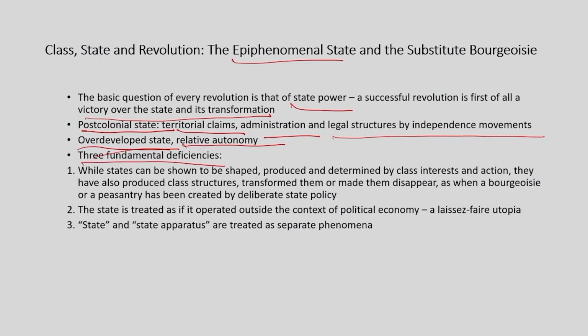First, while states can be shown to be shaped, produced and determined by class interests and action, they have also produced class structures, transformed them or made them disappear, as when a bourgeois or a peasantry has been created by a deliberate state policy. Look at the cases of Kenya or Pakistan and so on, Tanzania, Brazil. Nor has this happened only in states of the capitalist era.